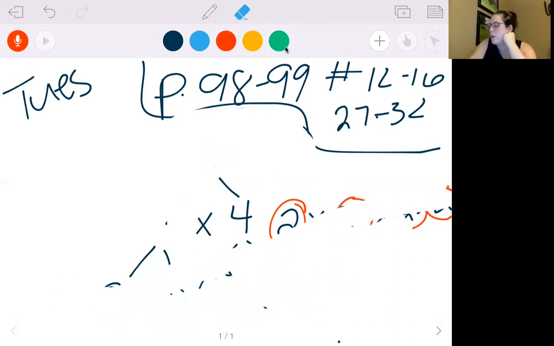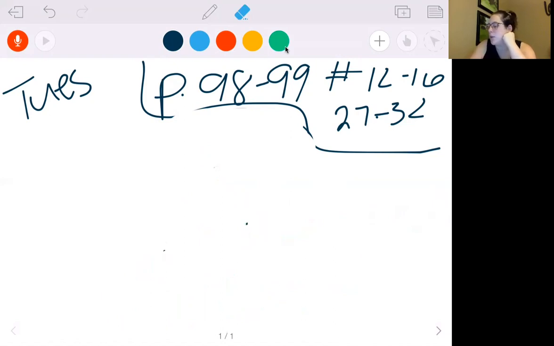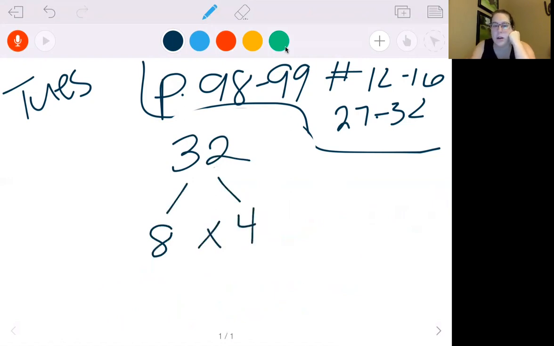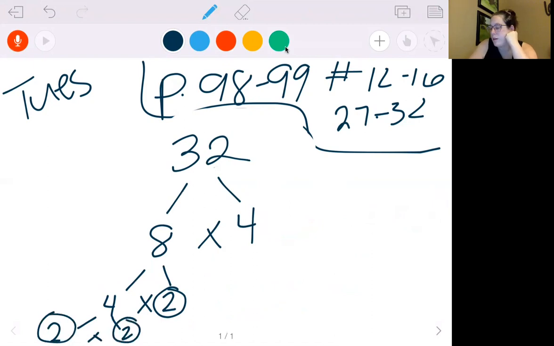Let's do 32 next. This will work with any composite number. You're not going to have a prime factorization of a prime number. All right, so 32. I do 8 times 4. And I'm going to break down 8 to 4 times 2. 2 is prime, so I can circle that number and be done. 4 is composite, so I need to break that down to 2 times 2. And then this 4, I need to break down to 2 times 2.